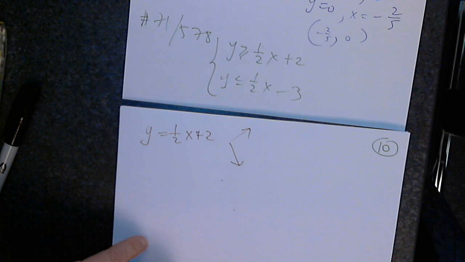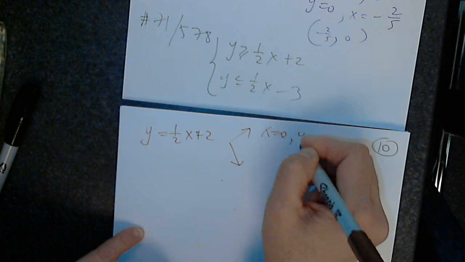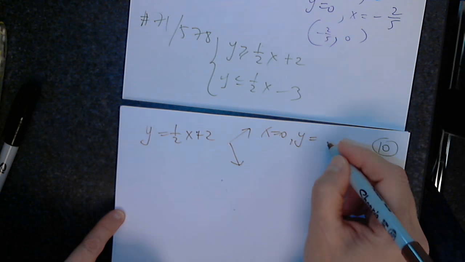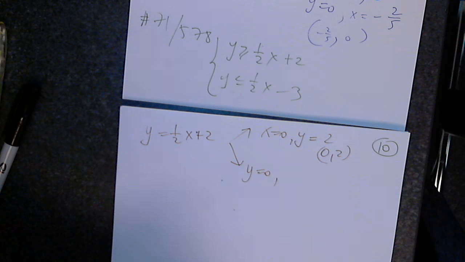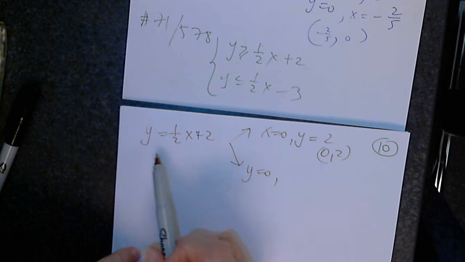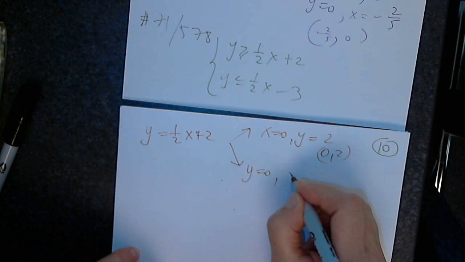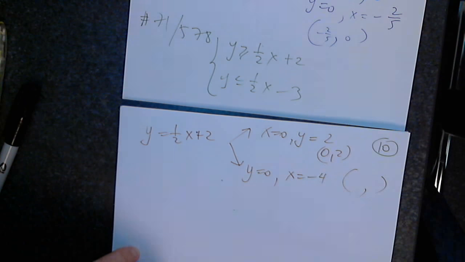Promise. Okay, when x is 0, how much is y, please? 0, comma 2. When y is 0. Yes, I agree, because you move 2 and multiply by 2. Very good. So x equals -4. So the ordered pair is?